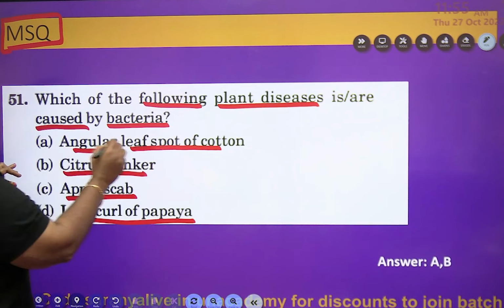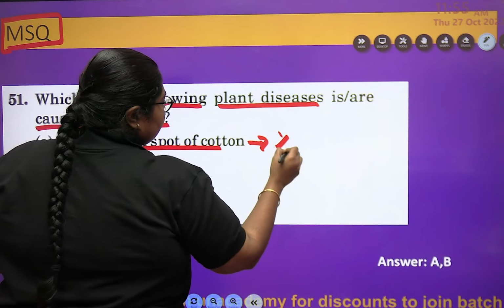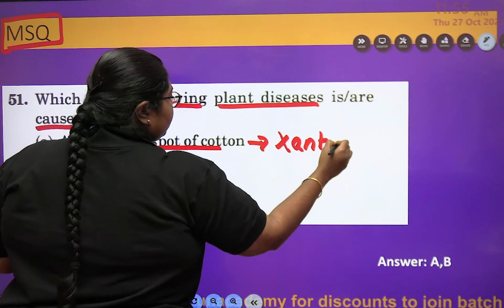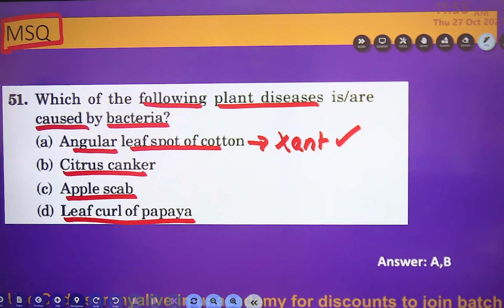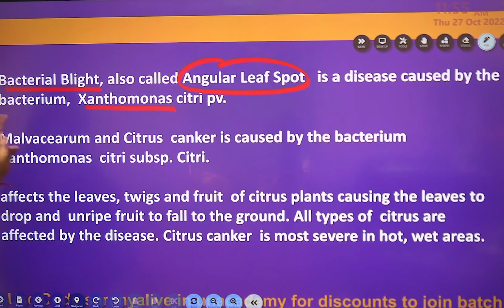So angular leaf spot of cotton is created by Xanthomonas. So this is one of the correct options. But your job doesn't end here. It is a multiple select question, so a few more options are there. You have to be still more careful. So let us check out the second option.